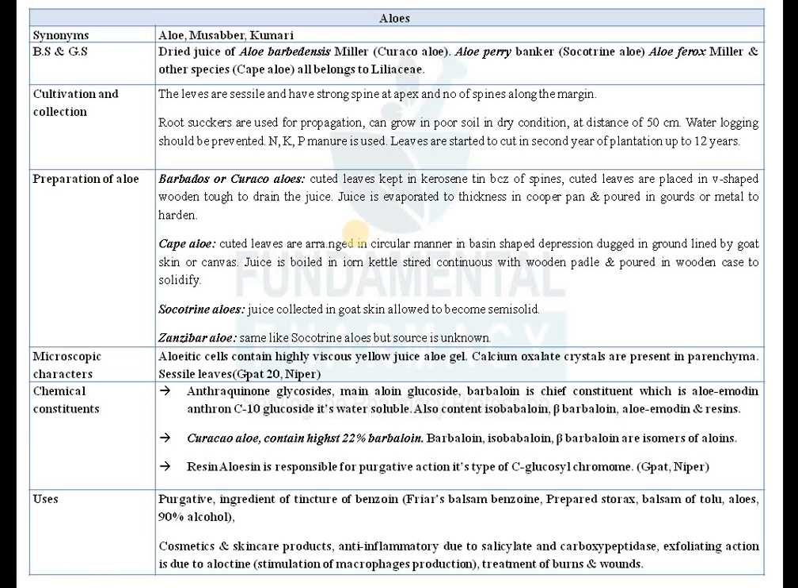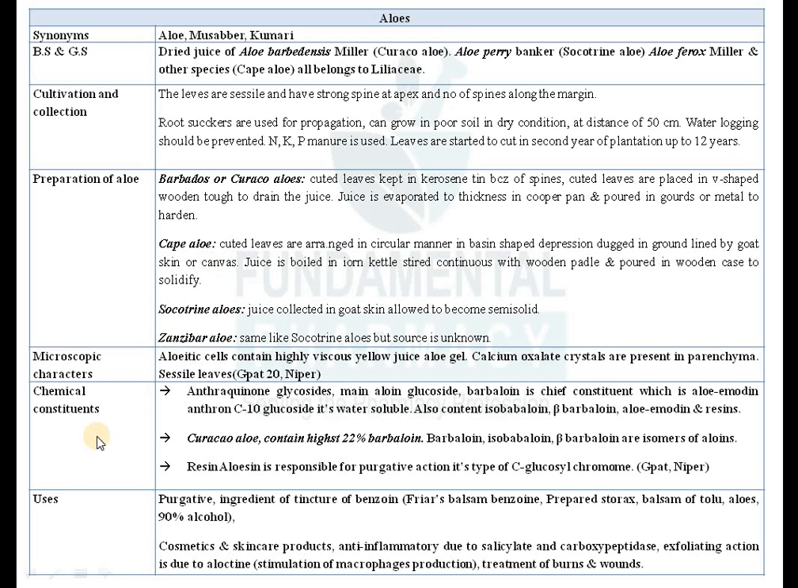Then Cape aloe. So in the similar way, आपको एलोवेरा का लीव्स कट करना है। उसके बाद में उसको क्या करना है, you have to arrange these leaves in a circular manner in the basin shaped depression in the soil, कि आपको एक गड्ढा खोदना है, गड्ढे में गोट स्किन का लेयर बनाना है, और उसके बाद ये लीव्स वहाँ पे रख देने हैं ताकि पूरा का पूरा जूस उसका निकल जाए। उसके बाद में जूस कलेक्ट करके आपको उसको हीट करना है आयरन केटली में, ताकि बाद में वो सॉलिडिफाई हो जाए। And Socotrine aloe juice is collected in the same manner in the skin of goat and allowed to solidify.